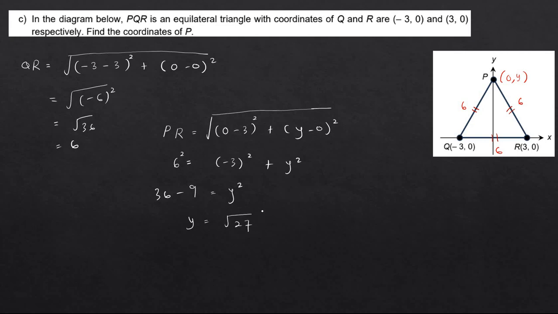You can stop here, or you can change 27 as 9 multiplied by 3. The square root of 9 is 3, multiplied by the square root of 3. Therefore, the coordinate of P is 0, then 3 square root 3. How do we know 0? Again, from here, because P is the middle point between Q and R.